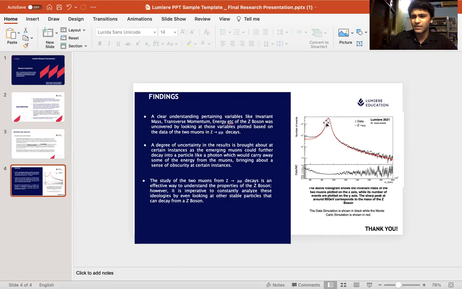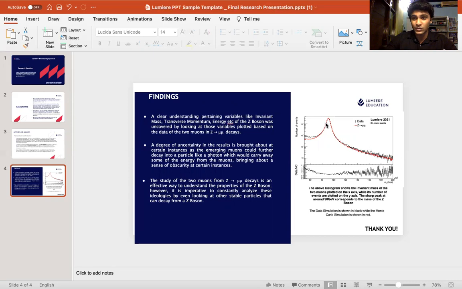Finally, there was a degree of inaccuracy in these results, which is brought about by the fact that in this research paper, we were assuming that it's just a Z boson decaying into two muons, and that was the end of the story, which may not always be the case, as these muons could further decay into a photon, which could carry away some of the energy from the muons, bringing about a sense of inaccuracy in these results.